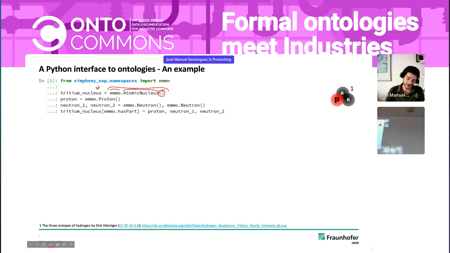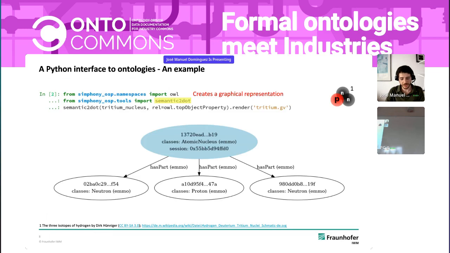The same story as is done with the nucleus here is done with the proton and the two neutrons that we need, and then we use a relationship from EMMO, has_part, to connect the nucleus to the proton and the neutrons. So the outcome is actually what we wanted. What you see here is that there is a tool in Symphony to create a graphical representation of the A-box that was created, the ontology individuals, and then we can get this picture.